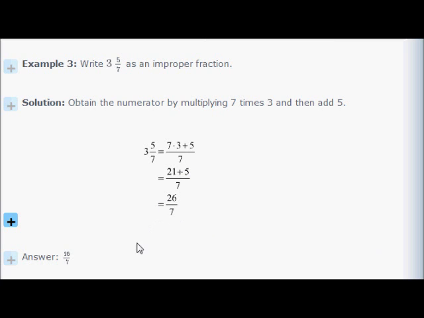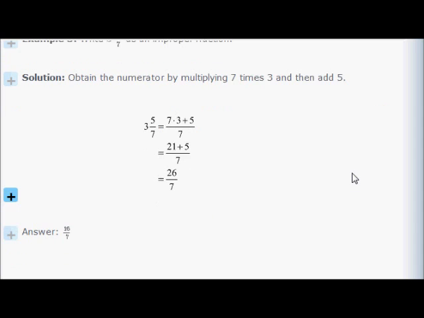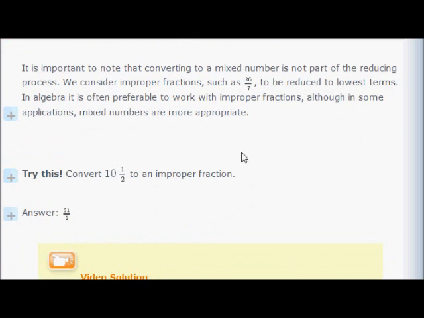So, note that when you're converting to a mixed number, it's not part of the reducing process. We consider improper fractions, such as 26 over 7, to be reduced to lowest terms. In algebra, it's often preferable to work with improper fractions, although in some applications, mixed numbers are more appropriate. Some apps, you might say. Okay, so what does that mean? Well, you'll find out about that when you've practiced a little bit. Basically, what they're saying is we don't like these mixed numbers as much as we like the improper fractions, because we can do more when it's written like this than if it's written like that.